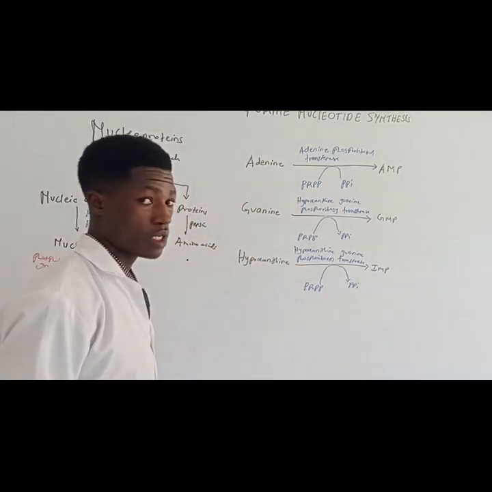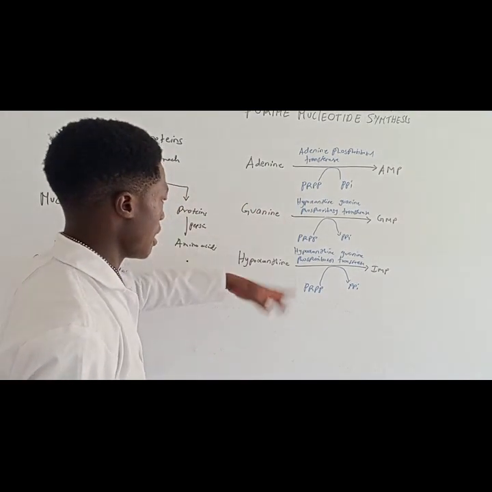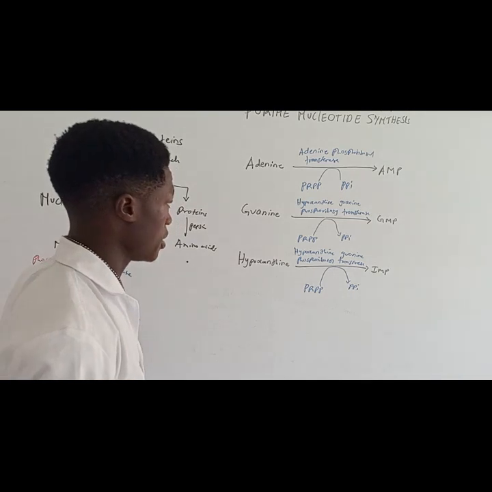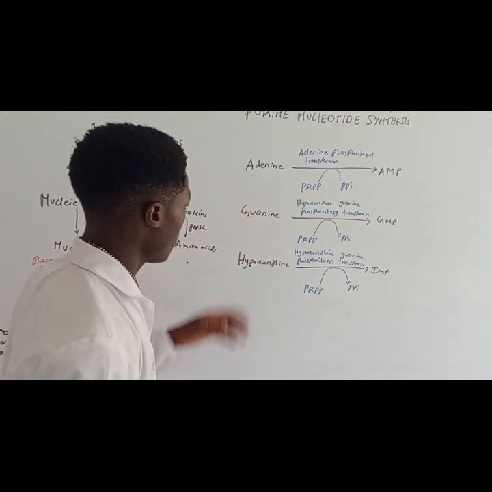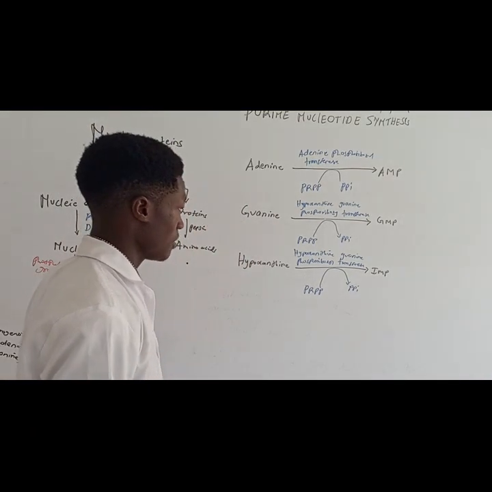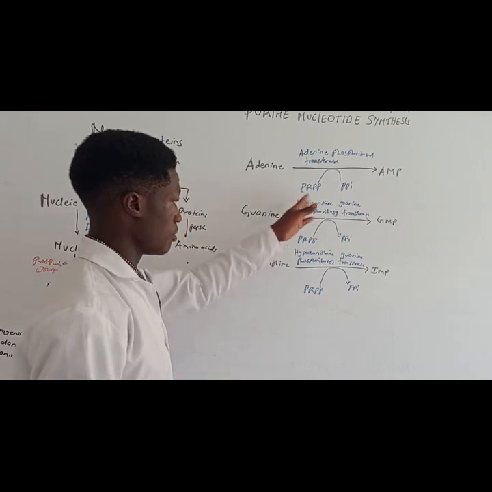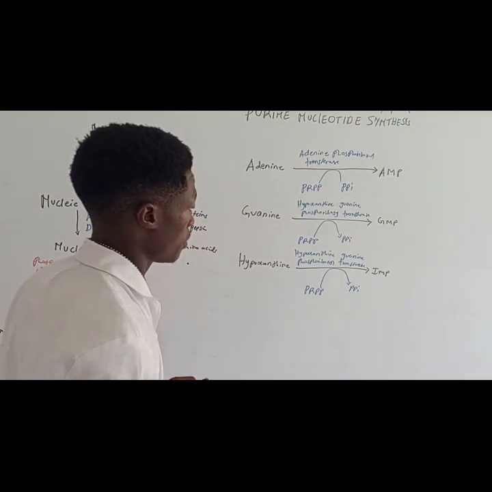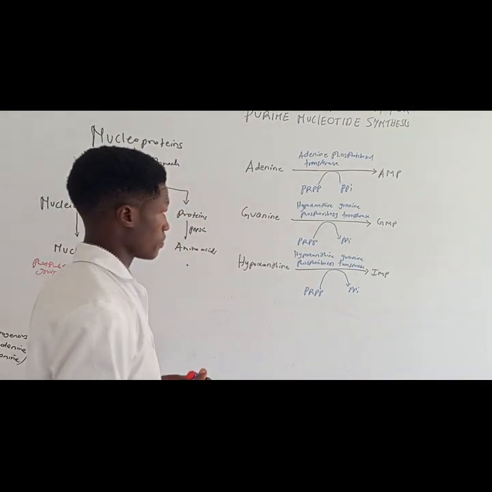So first, we only have the purine bases, the adenine and the guanine. Now, we are going to involve the enzyme adenine phosphoribosyltransferase and the hypoxanthine-guanine phosphoribosyltransferase, of which we said this is the most important enzyme in this particular reaction. So let us talk about the regulation.